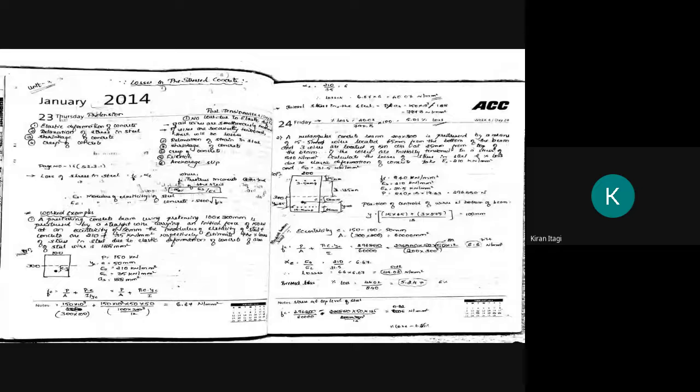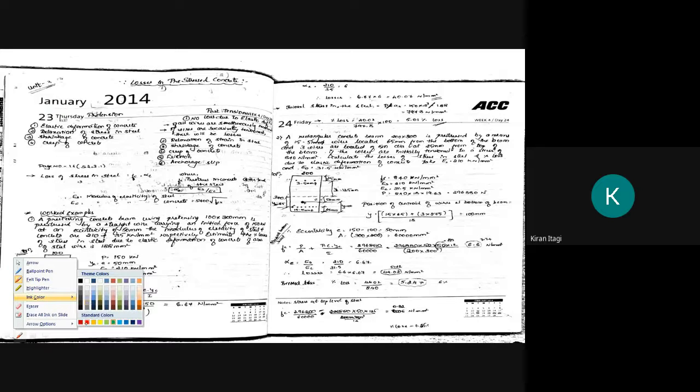So the next one, which is most important for your MCQs also, is losses in pre-stressing for concrete. So we have n number of losses, either in pre-tension or in post-tension. It is a most important concept, so listen very carefully and try to understand it.